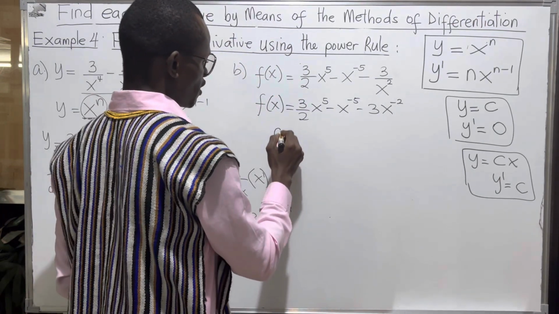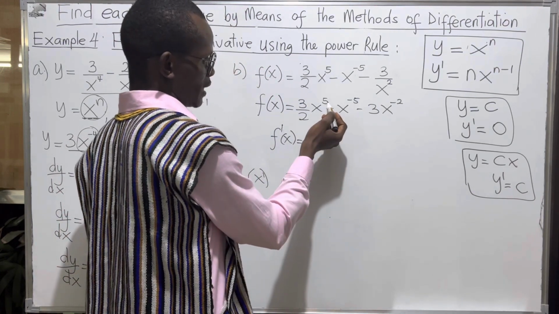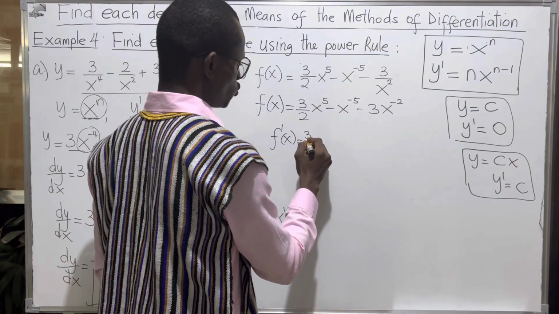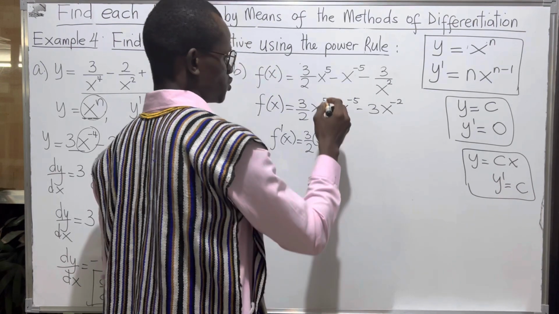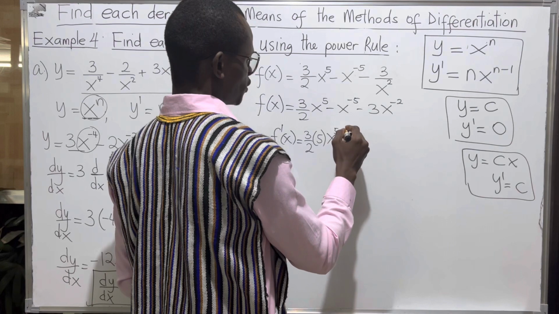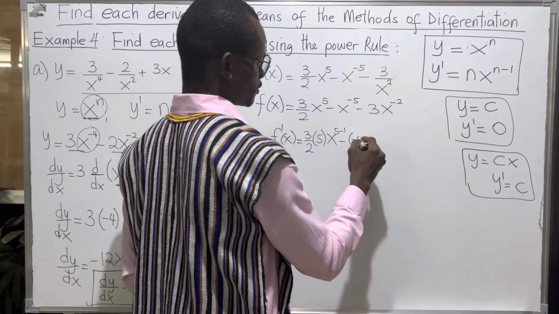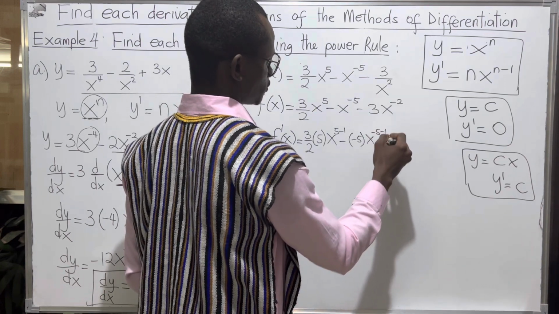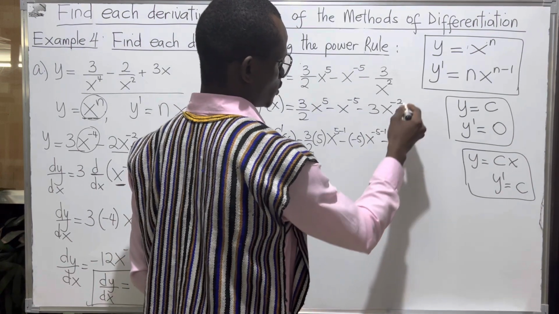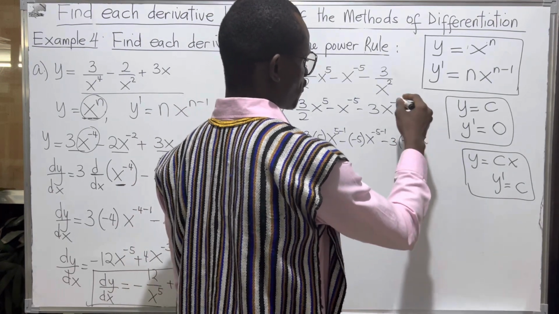So we differentiate now. F prime of x equals. So we just multiply this 5. So it's 3 over 2 times 5. So it's x. So we subtract 1 from this 5 now. 5 minus 1. Minus. We bring this minus 5 down. Minus 5. We rewrite x and subtract 1 from minus 5. So 3. We bring that minus 2 down. Rewrite x and subtract 1 from minus 2.